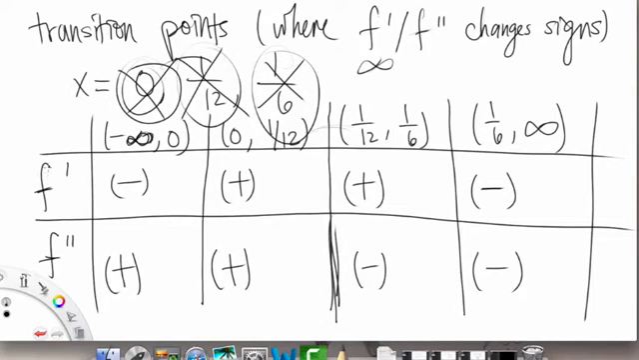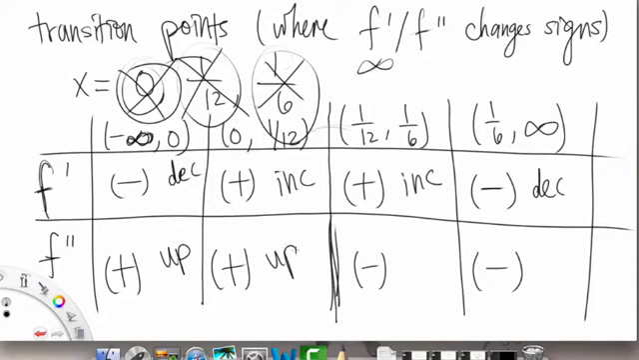So f prime being negative means that our function is decreasing. So it's decreasing here and it's decreasing here. And a positive first derivative means our f of x, our original function, is increasing. Plus signs, when we're dealing with the second derivative, signify concave up. So we're concave up, concave up, concave down for negative, concave down.